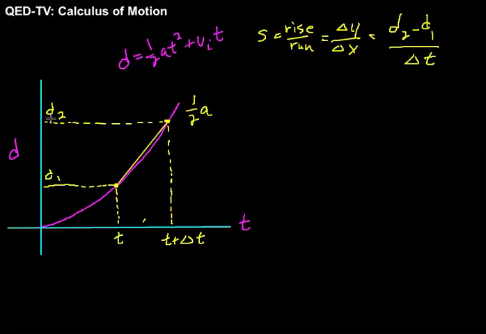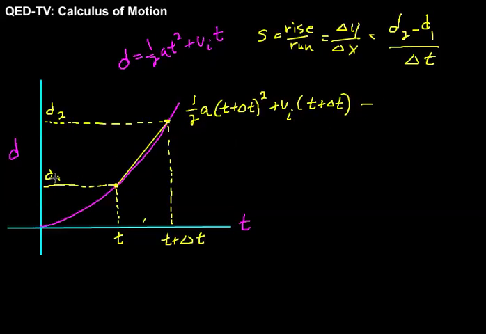Well, what is t for D2? T is right there, t plus delta t. So it's going to be t plus delta t squared plus vi times, and what's t again? It's t plus delta t. And then I'm going to minus d1.